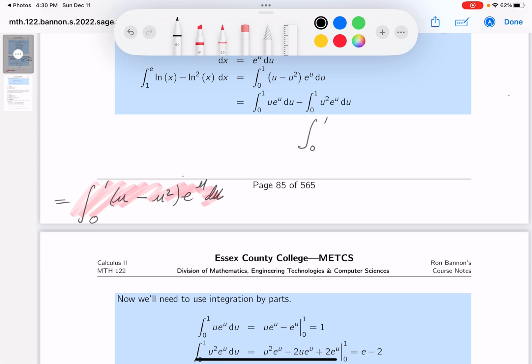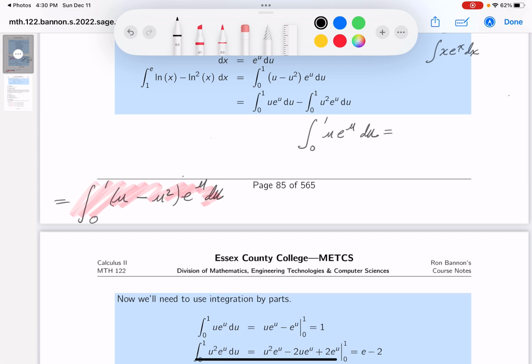From 0 to 1, u times e to the u, du. That's one integration I want to do. And let's see if you did integration by parts. Well, let's see what you do over there. It doesn't look like a bad integration. Yeah, I'm going to say, let me do this one first, though. I'm just going to write it down a little differently.